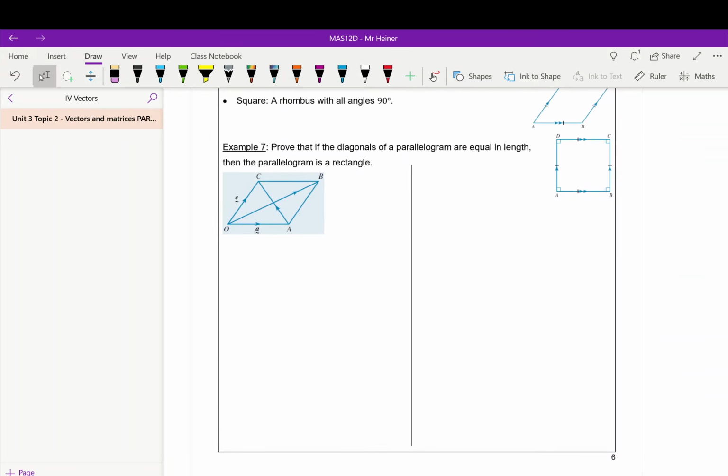So let's take a look at proving that if the diagonals of a parallelogram are equal in length, then the parallelogram must be a rectangle. So where do we start? We have these two vectors here. We've got that OA is the vector a, and OC is the vector c.